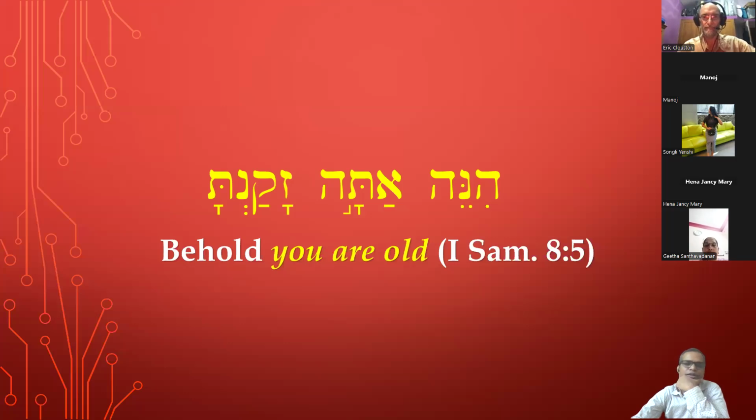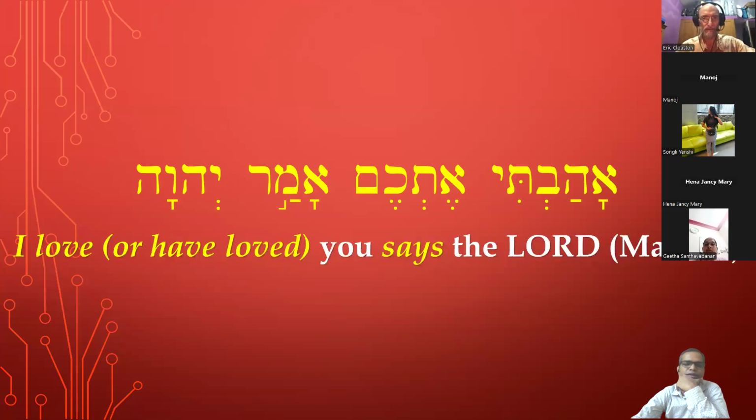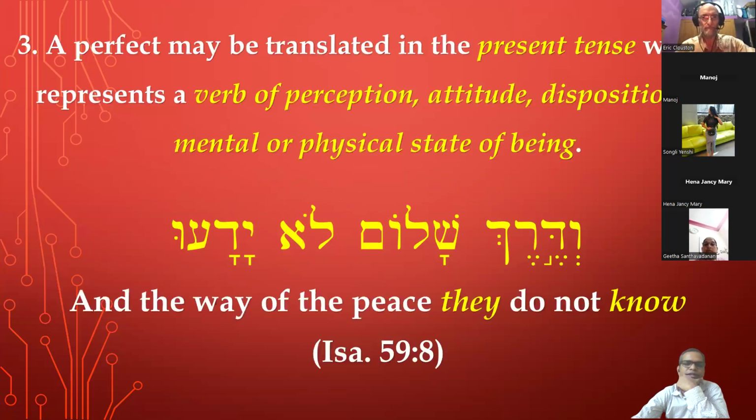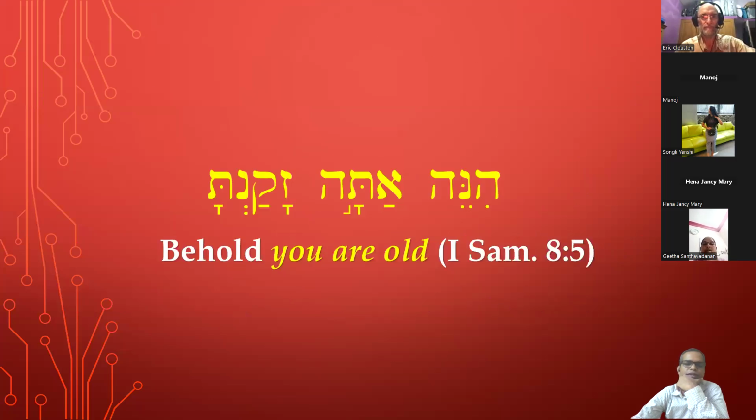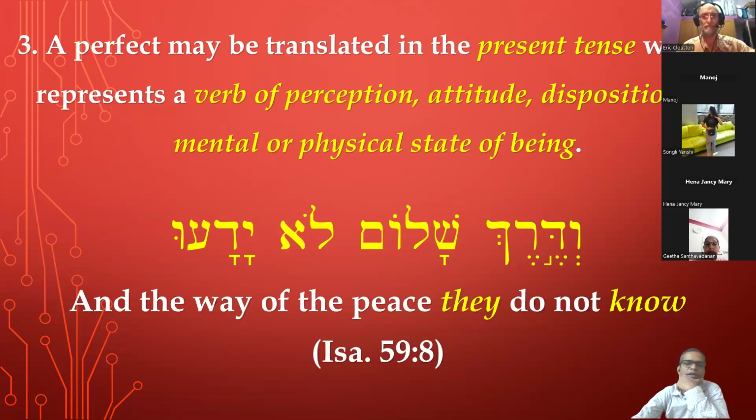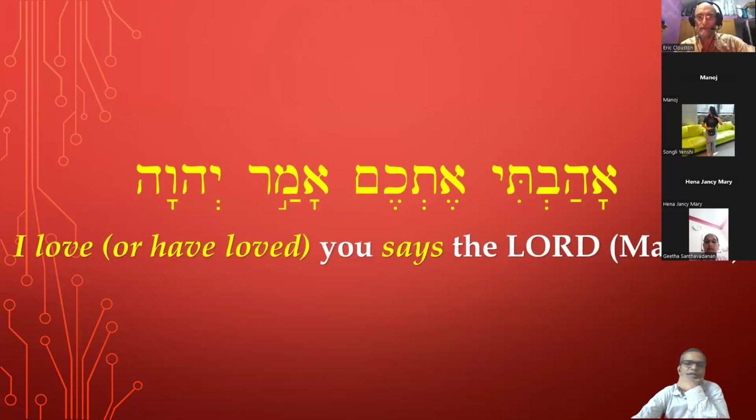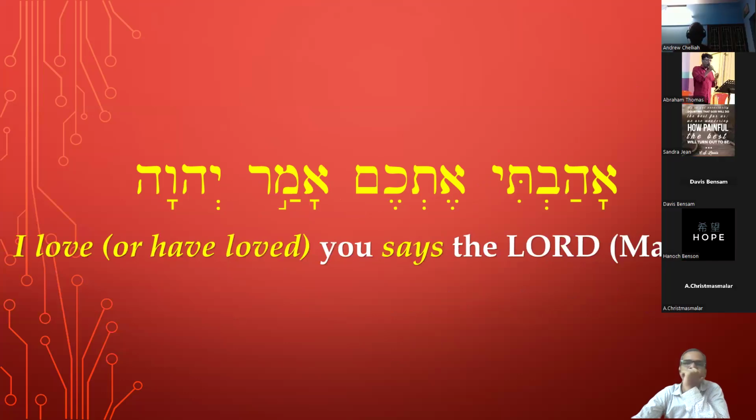Hinneh is behold, a particle. Atta, as you know, is an independent personal pronoun, second masculine. Super. So here it is referring to a physical state of being, old. So it is translated here into present tense. In the previous sentence also, present tense. Okay, one more example. Sandra, would you like to read?